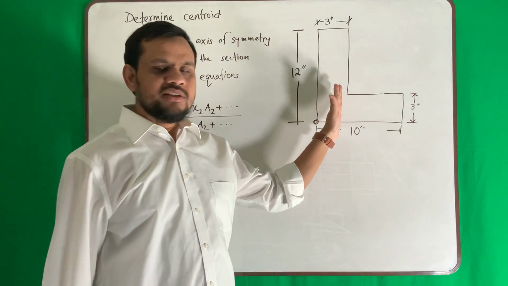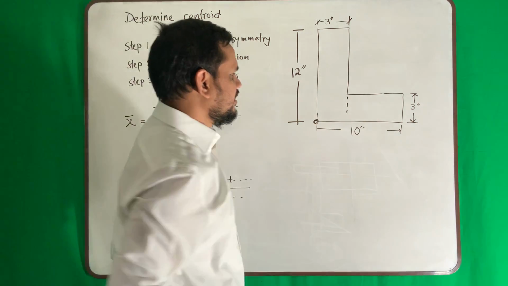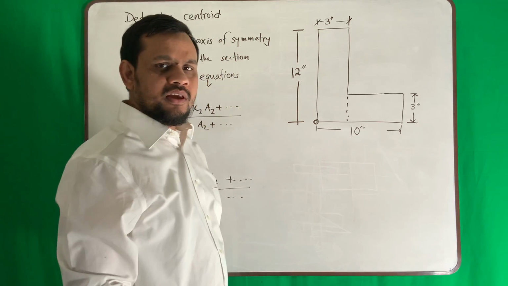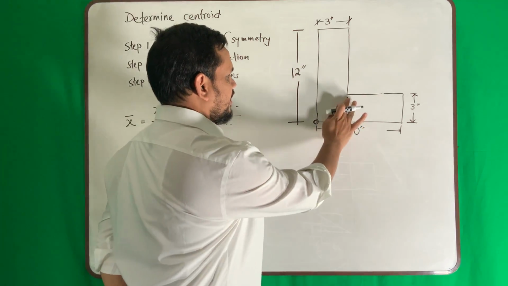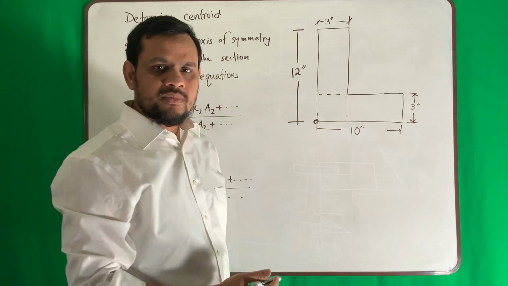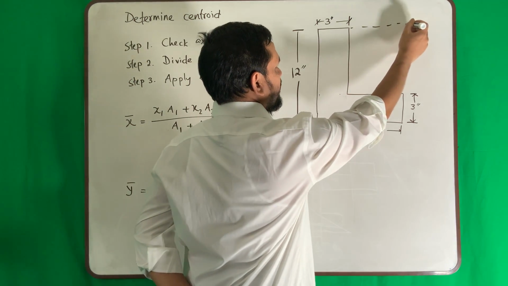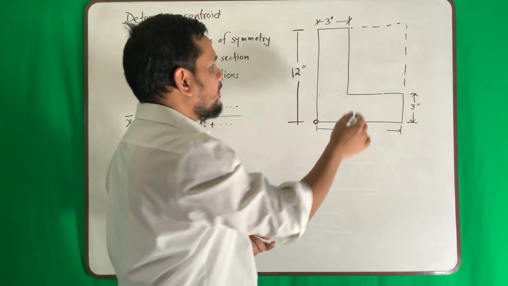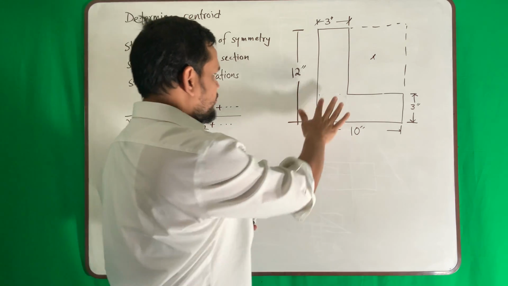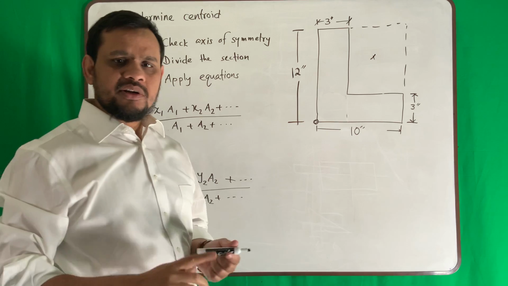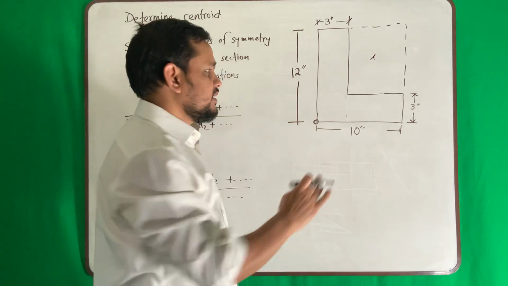Now I need to divide this section into regular composite sections. I can divide this way, so section number 1, section number 2, no problem. I can also divide this way, that is okay. Or I can take the whole, the entire section, minus this portion. That is also okay. Whatever ways you divide, no problem. Everything will give you the same answer.